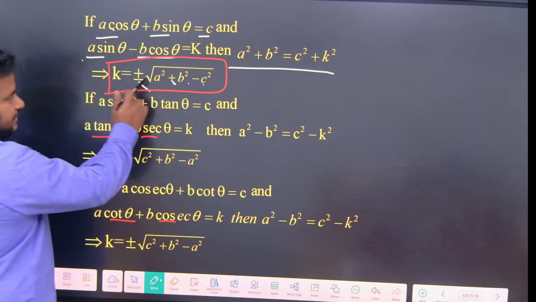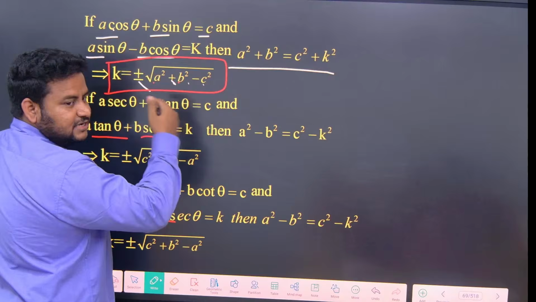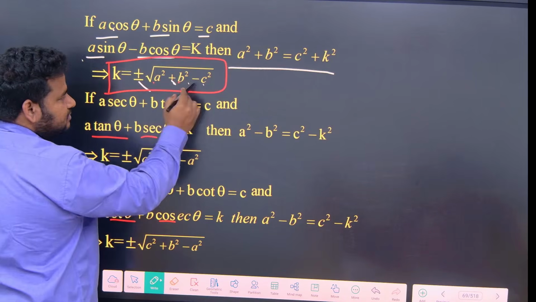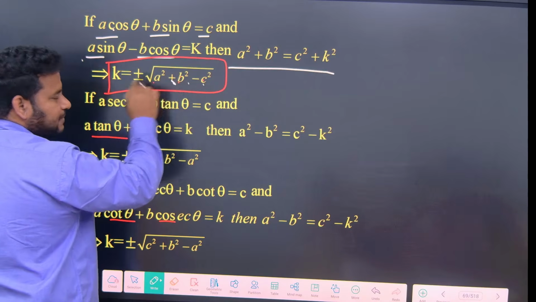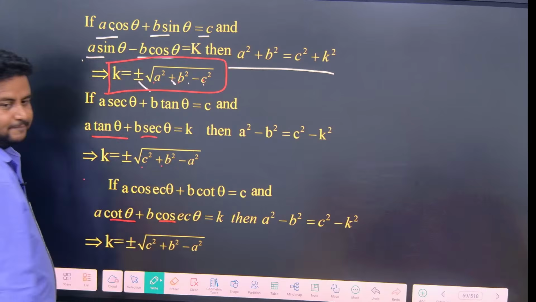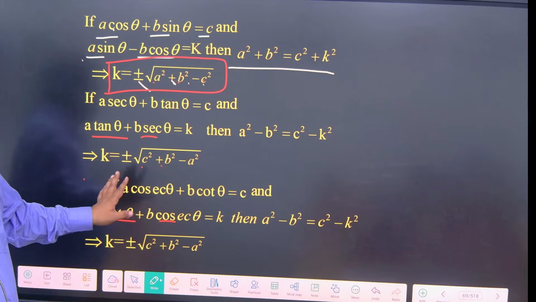So this is a square plus b square minus c square when it is sin and cos. But when it comes to cosecant, secant, tan, the k value will be c square plus b square minus a square. You have to write it like this. Clear till here?